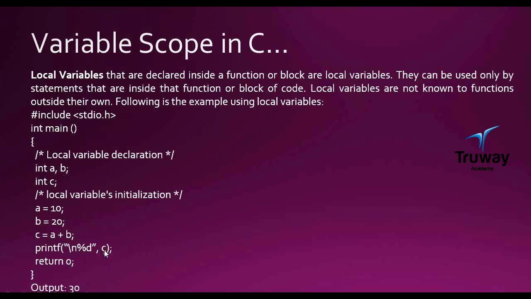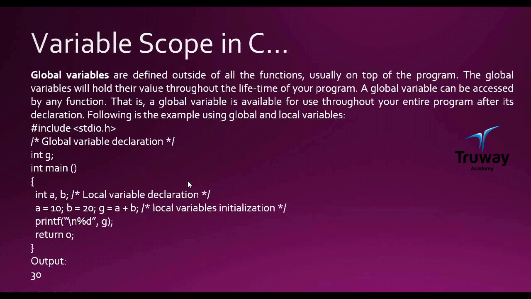For displaying the value of an integer variable, I have to use %d. It's basically called decimal, and it's going to display the value. And then I have the return statement to indicate the end of my program. So this is about the local variable declaration, what we have done. Now about the global scope, the next one.